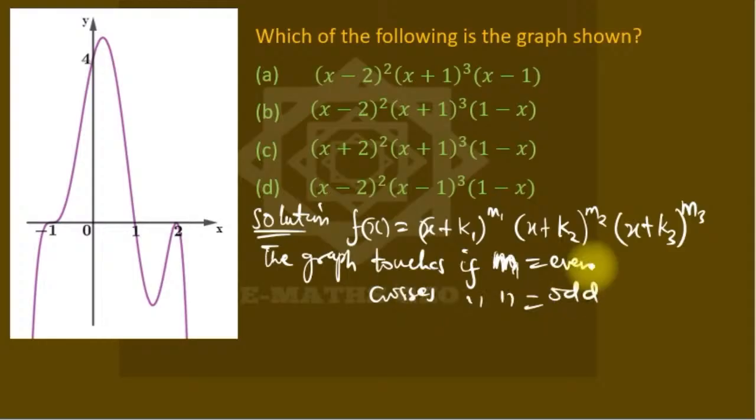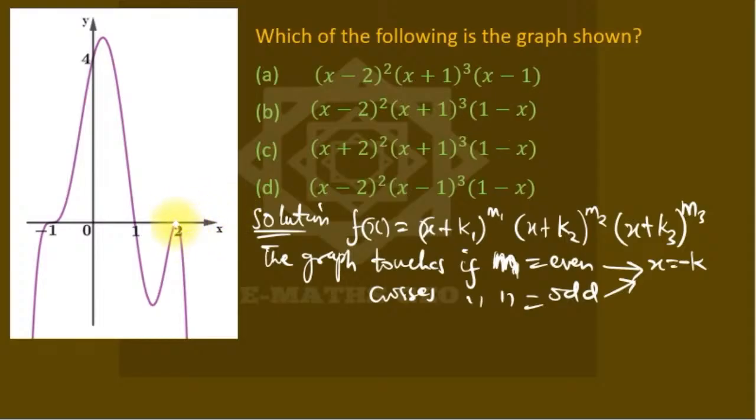And it will now touch or cross when x is equal to minus k, whether k1, k2, k3. So looking at this, we're going to use the knowledge to know which of them. Before we get to that, looking at this, which of them is even?